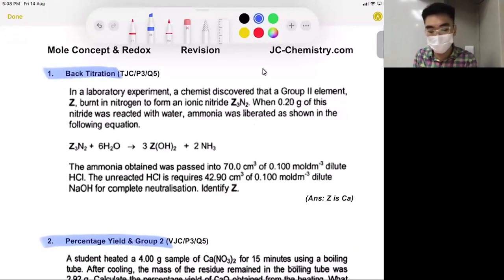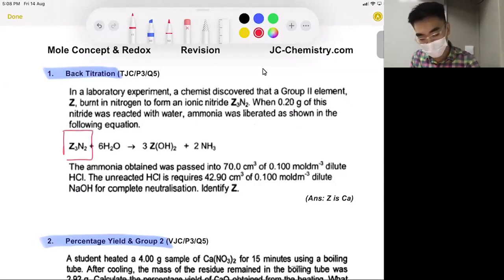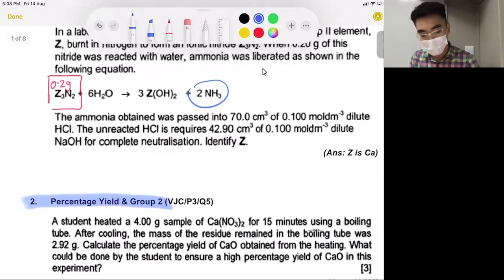Question 1 is a warm-up question. I will just give you a brief one, then you can try already. Those of you who are starting, just go ahead. Don't wait for me. So you have 0.2 grams of the nitrite, and after you react, you produce ammonia. So ammonia is produced here. What we do with the ammonia is that the ammonia is reacted with HCl. So this is reaction 1.